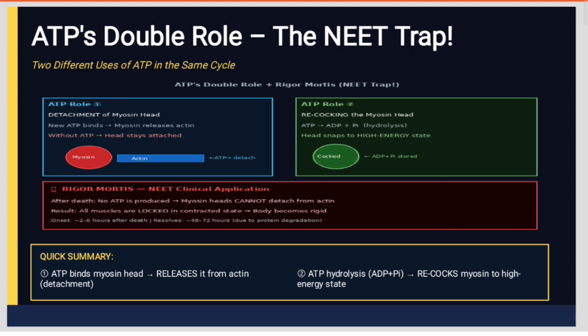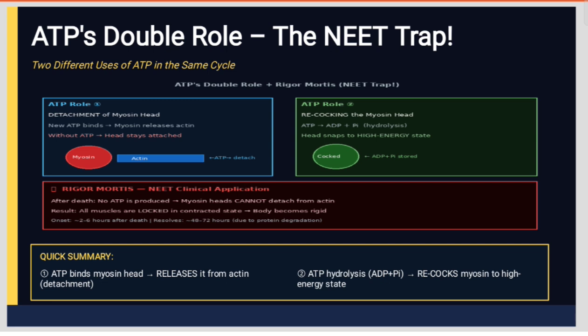Now the second ATP role: recocking the myosin head into energy storage. Once detached, the myosin head hydrolyzes the bound ATP into ADP plus Pi. This hydrolysis reaction releases energy, which is used to physically recock the myosin head into its high energy upright position.